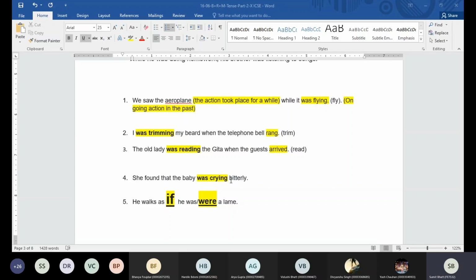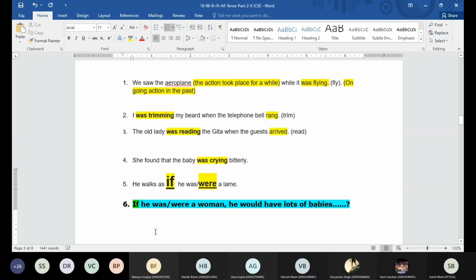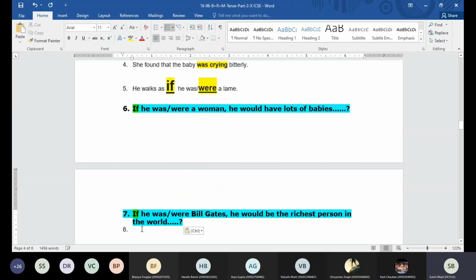Let me give you one more sentence based on it. If he was or were a woman, he would have lots of babies. What is going to be correct? Were. And if you have this sentence, if he was or were Bill Gates, he would be the richest person in the world. Was here or were? Were is going to be there.